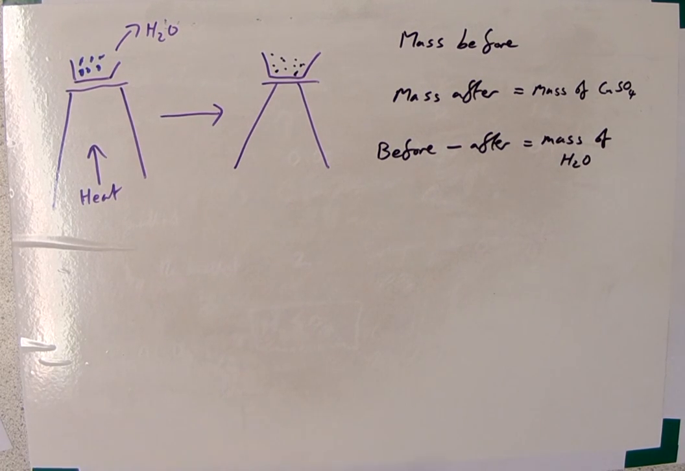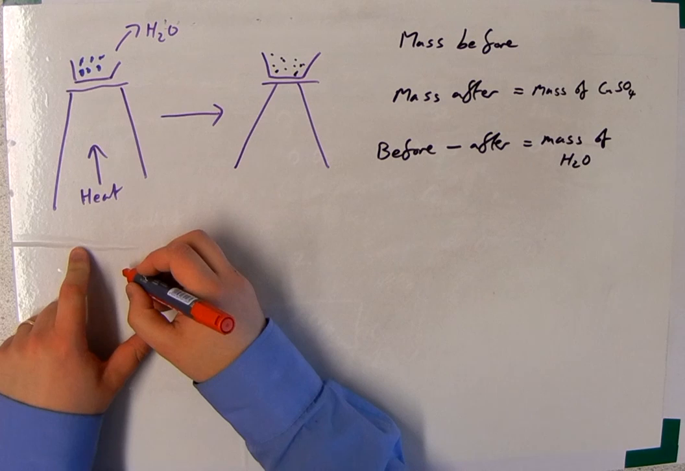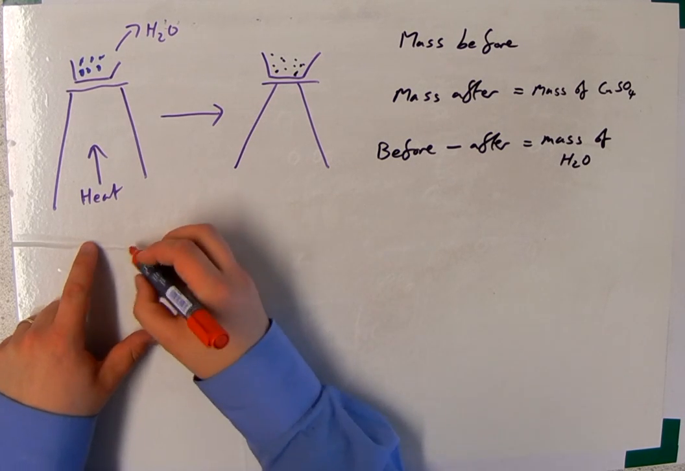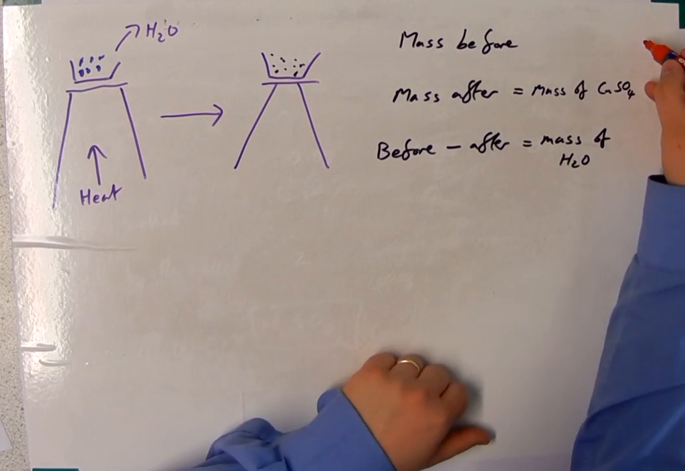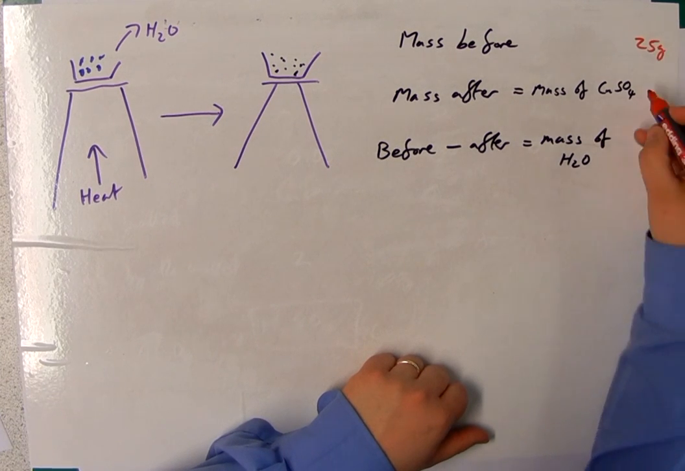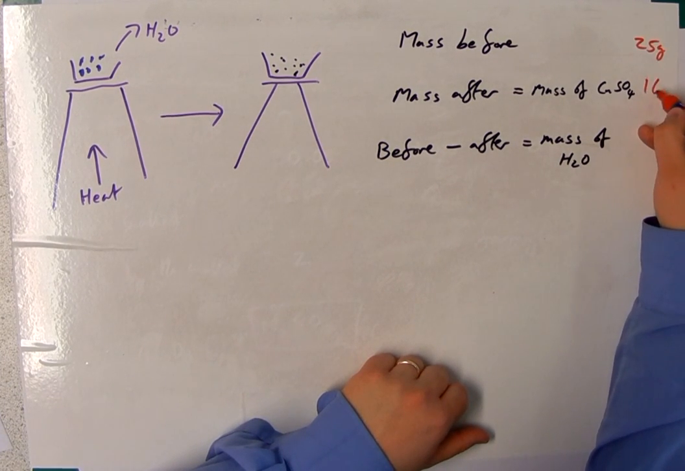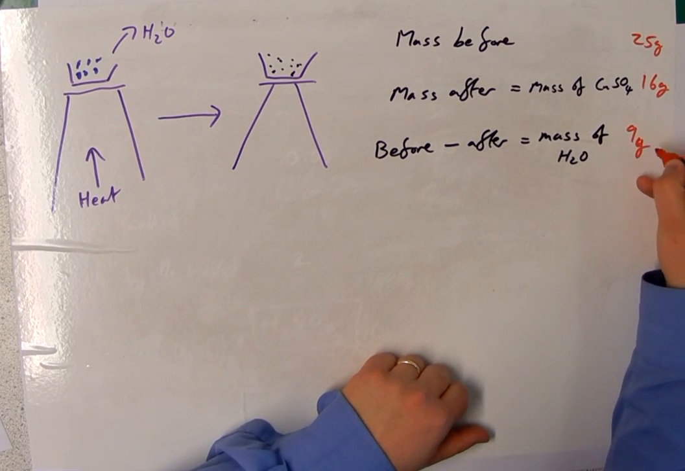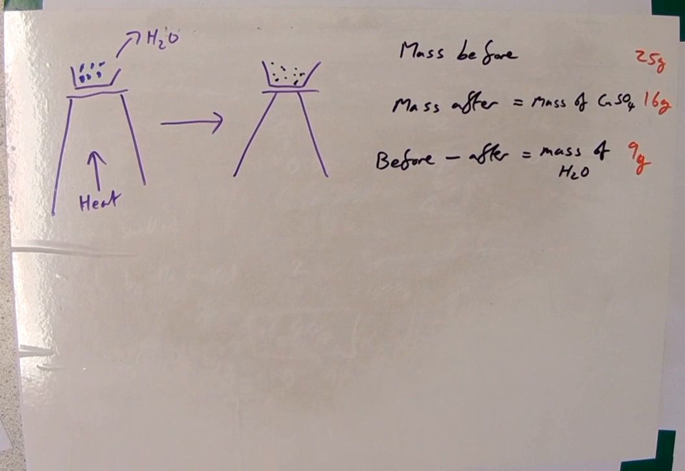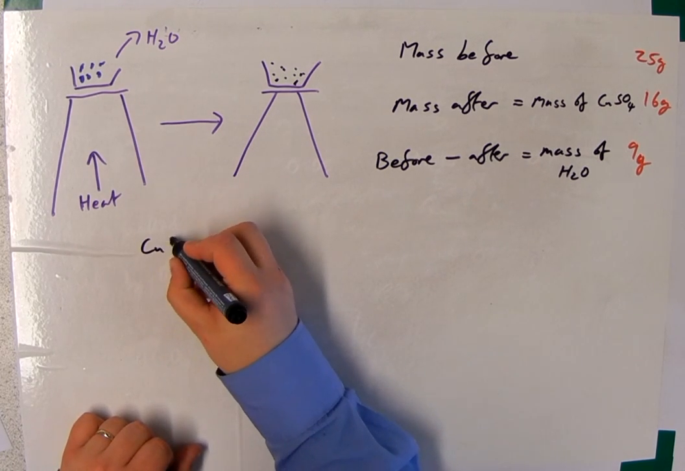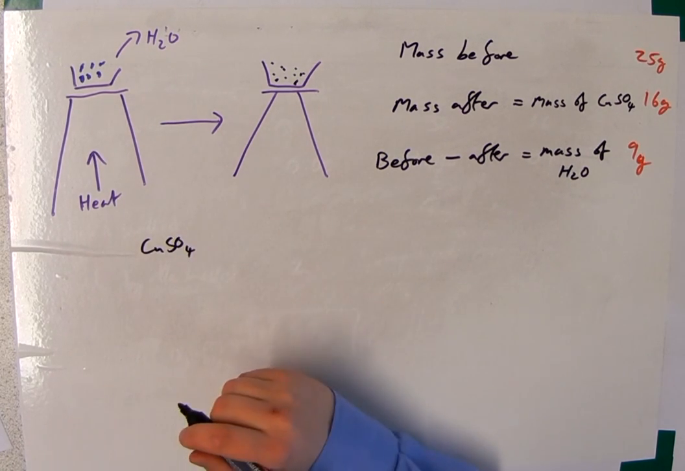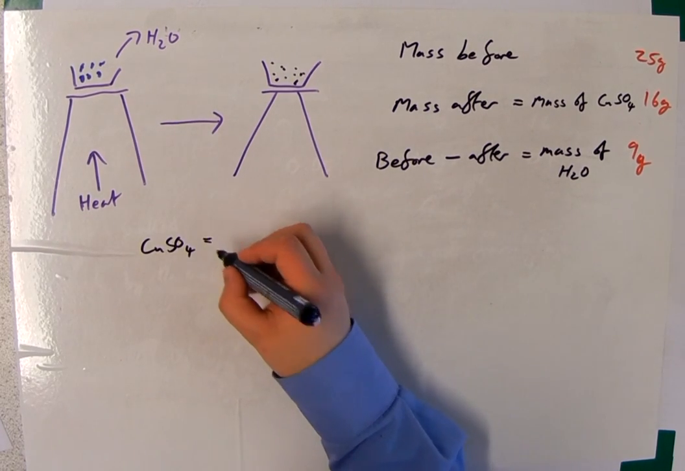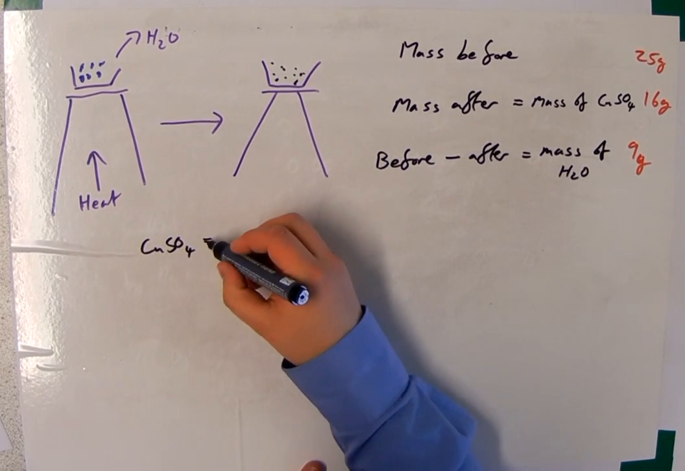So imagine we had 25 grams before, and we had 16 grams after. That would mean we had 9 grams of water. So let's see if we can work this out. Copper sulfate. Moles is mass divided by Mr. So let's start by working out the Mr.